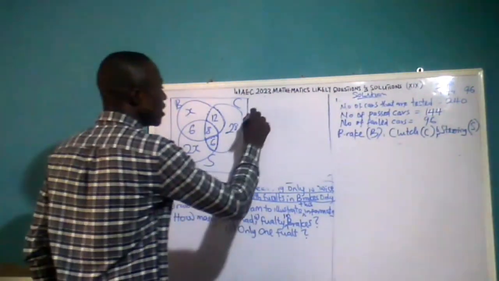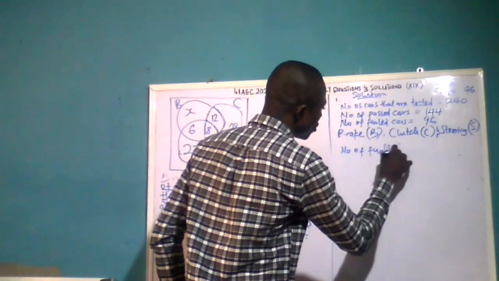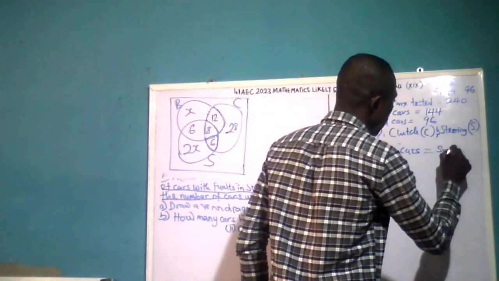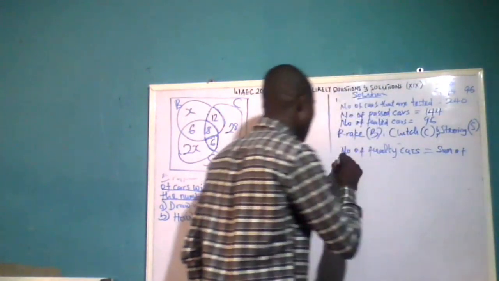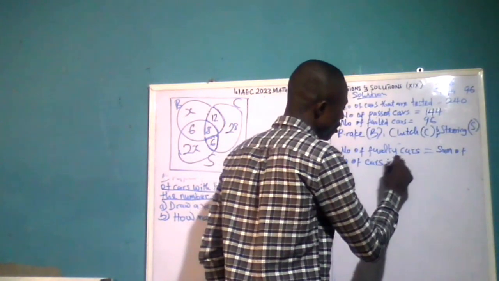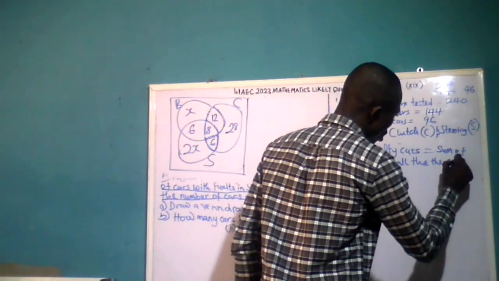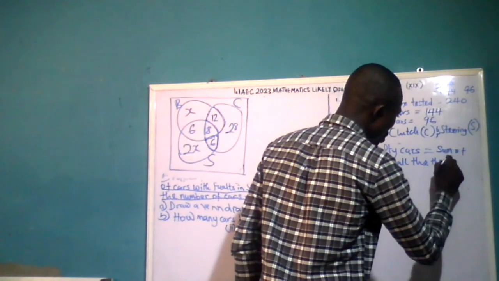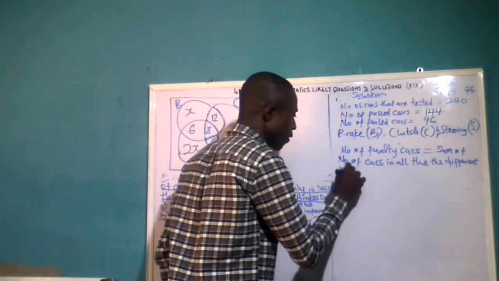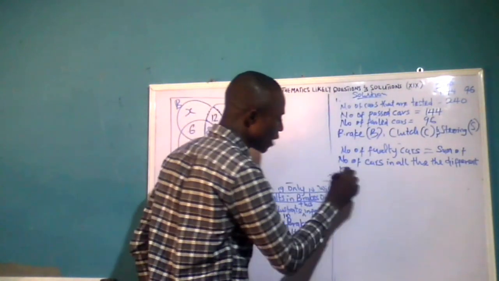And of course, we know that the number of faulty cars is equal to the sum of the numbers of cars in all the different regions. I'm writing this just to explain myself, for you to be certain of what we are doing.